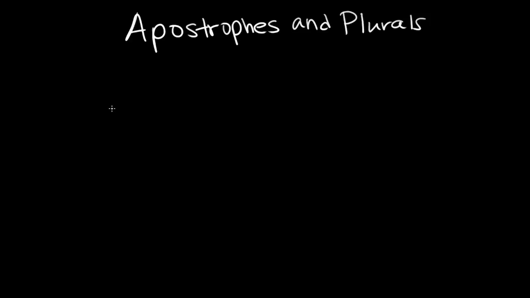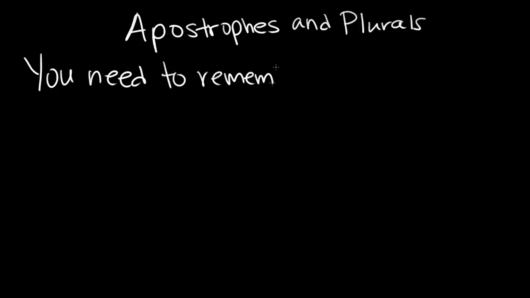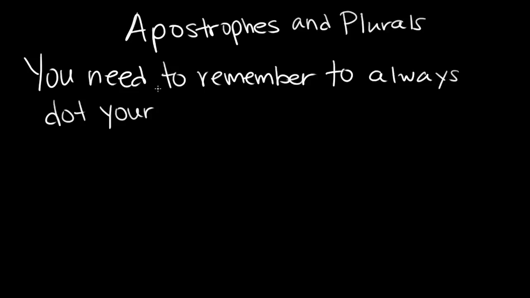That one time is when you are pluralizing a lowercase letter. So if you're saying something like, you need to remember to always dot your i's, where you're talking about the letter i, and there are several of them, you're going to put an apostrophe before the s. Okay. And that's to prevent it from looking like "is," right? Because if we didn't have that apostrophe in there, it would just be the word "is." There's no way to tell i's from the word "is" in that case.